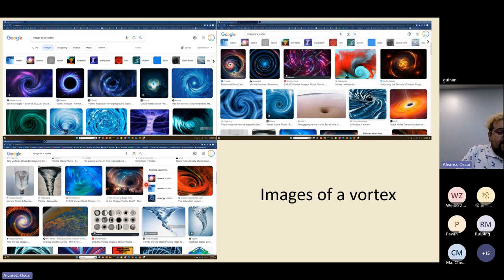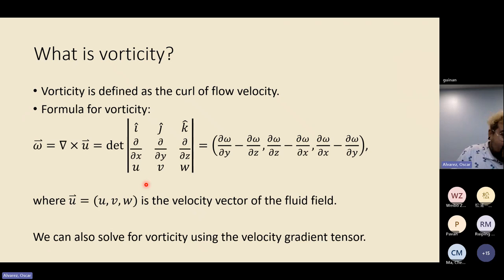I think in the beginning, when we tried to define what a vortex is, we found vorticity. And it's defined as the curl of flow velocity. And here's the formula for vorticity. Why did I put this here? Okay. So vorticity, that's kind of the first try at what a vortex is. And it took off pretty well.